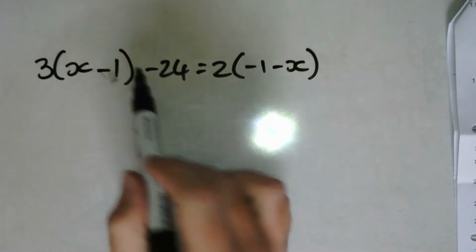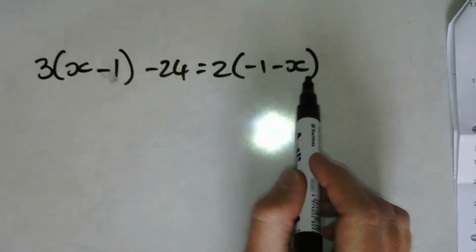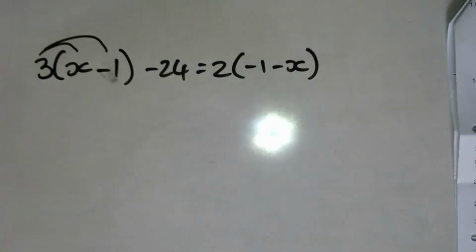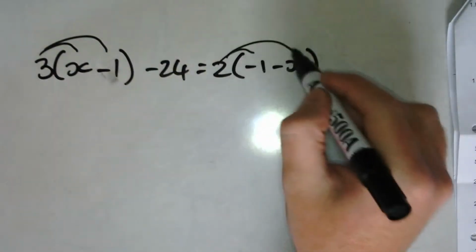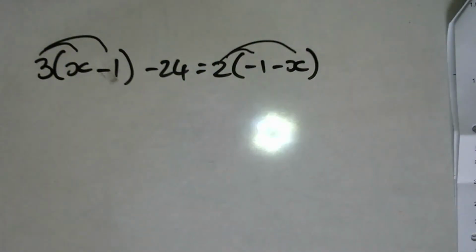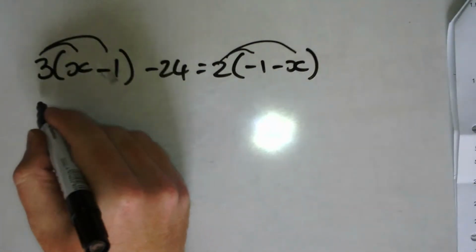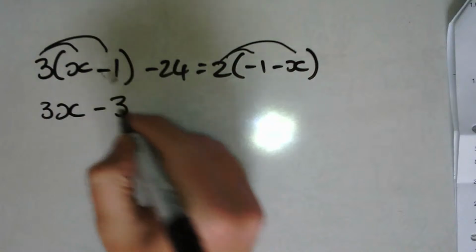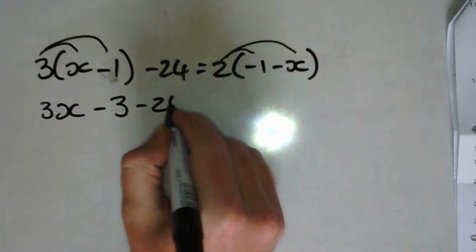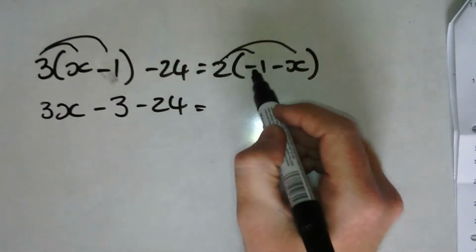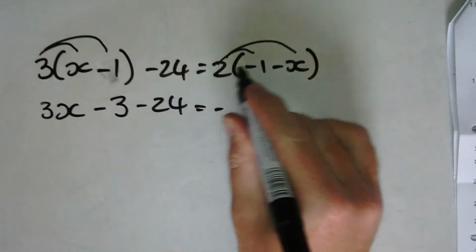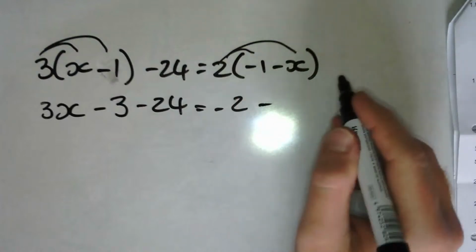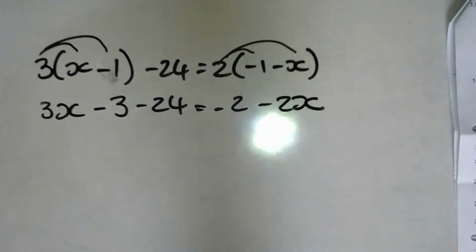The only thing that belongs to the brackets are basically the 3 over here and the 2 that belongs to this bracket. So we now need to distribute the 3 into that bracket as well as the 2 into that bracket. Okay, so 3 times x will give me 3x. Positive negative is negative. 3 times 1 is 3. Carry the negative 24 down. Then you'll have a positive and a negative, which is a negative. 2 times 1 is 2. Positive negative is negative. 2 times x is 2x.